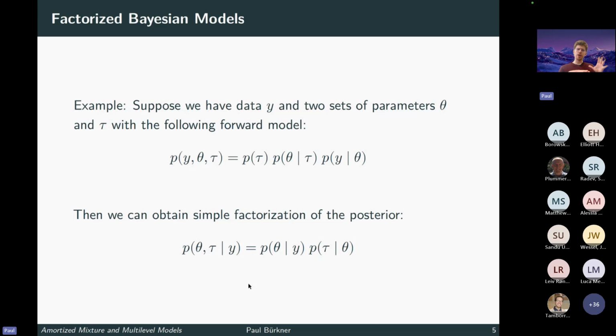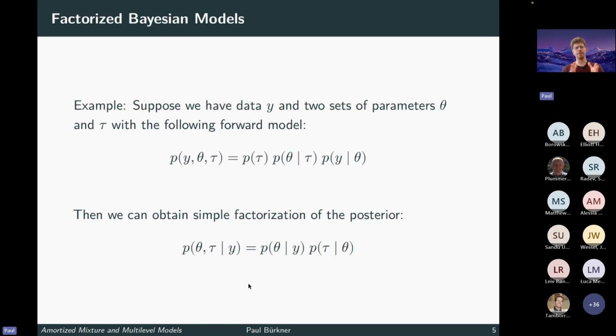Okay, so now to the parts of the talk that are a little bit more specific to mixture and multi-level models. A lot of Bayesian models, especially complicated Bayesian models, have a certain kind of factorization. It's not that we have a bunch of data and a bunch of parameters, and all data is related to all parameters, but rather we have certain structure in the data that permits certain factorization of both the forward model, that's the one we are simulating from, and the inverse model, that's our posterior distribution. And this kind of smart factorization is something we're going to make essential use of today.